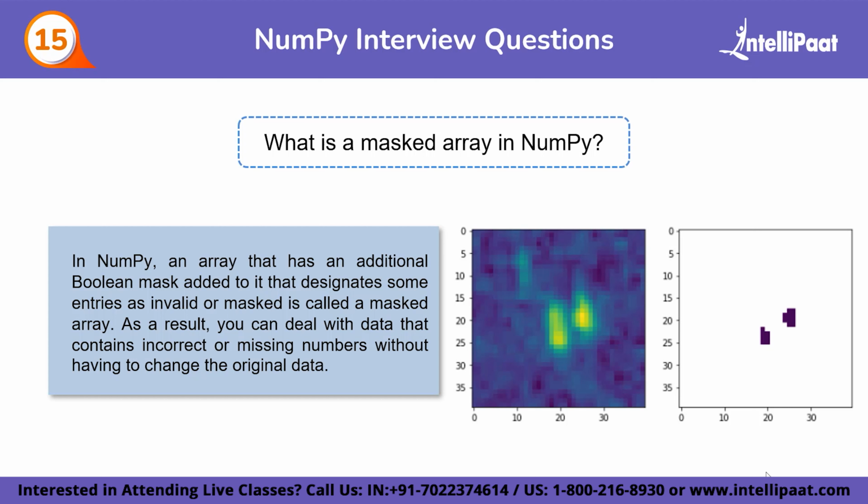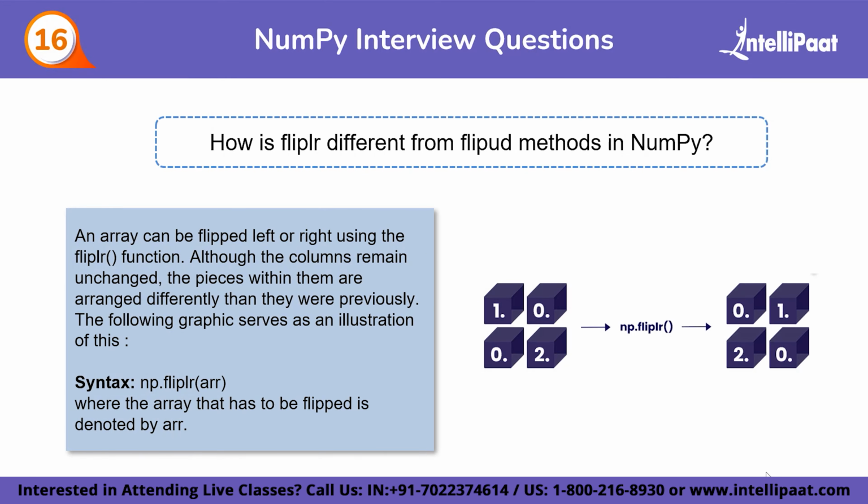So you don't have to make the changes, as you can directly see which are the wrong values and which are the right values. So this is how a masked array works, and this is what masked array means also. So moving on to our next question, which is how is flipud different from fliplr methods in NumPy?